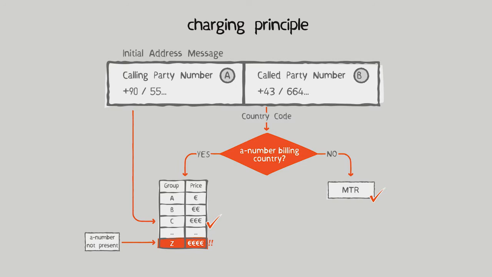Unfortunately, there is also a technical obstacle. Unlike the called party address, the calling party address does not have to be included in the initial address message. Even if it is not necessary today, you should still check whether your voice gateway adds the A number to the initial address message.